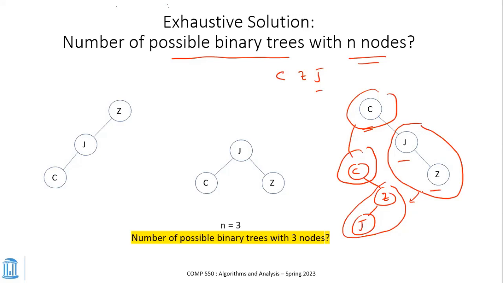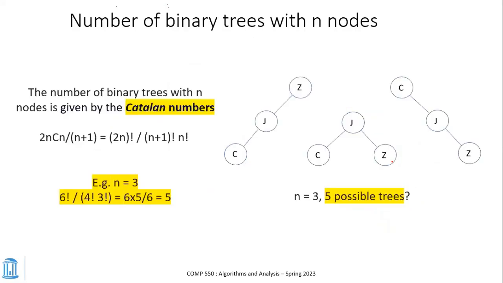Okay, so are we missing out one more BST? Which one are we missing out? Clearly with Z at the top, there is one. Yes, Jane? Yeah, so Z, and then C, and then J, right? So you can see that we are missing out on 2, and there's a way to calculate this. And this is called Catalan numbers.